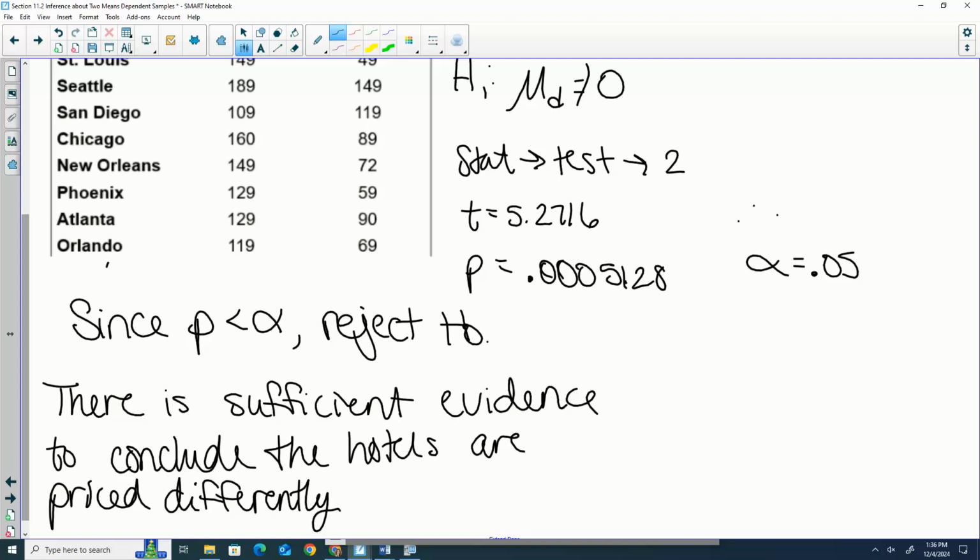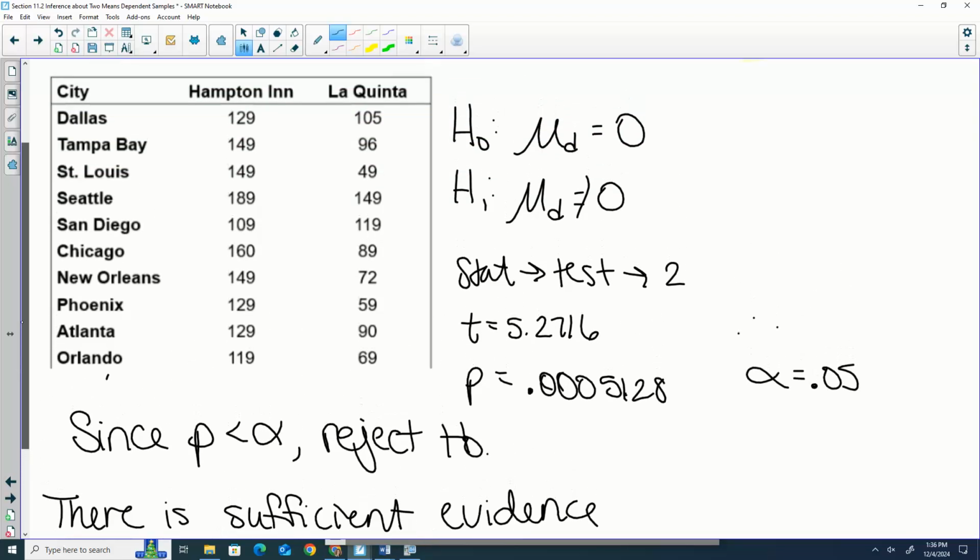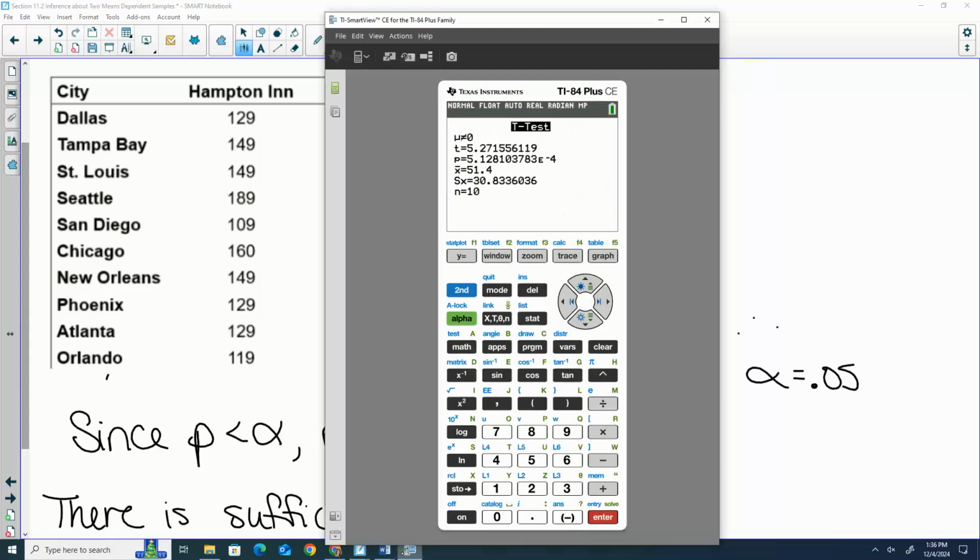Can you tell me which one's more expensive? The new Hampton. When I did my difference and brought up the one variable statistics for that, my difference was positive. That means L1 was bigger, so my Hampton is more expensive. If we had a negative, that would mean the second one was more expensive.